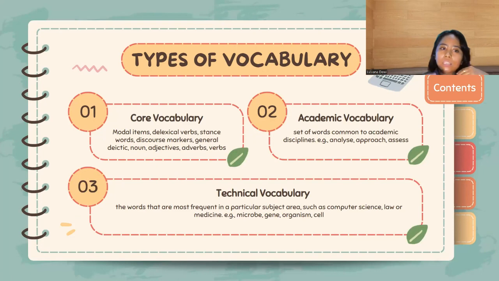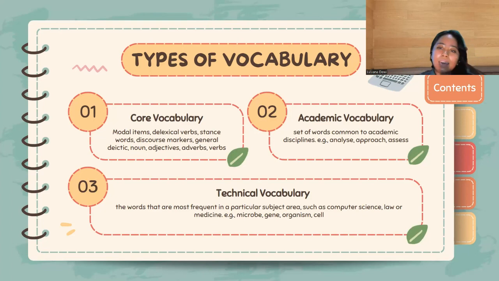The first one is the core vocabulary, consisting of several categories: modal items, the lexical parts, stance words, discourse markers, general, deictic, noun, adjective, adverb, verbs. These are the most normal vocabularies that you will find everywhere around you.